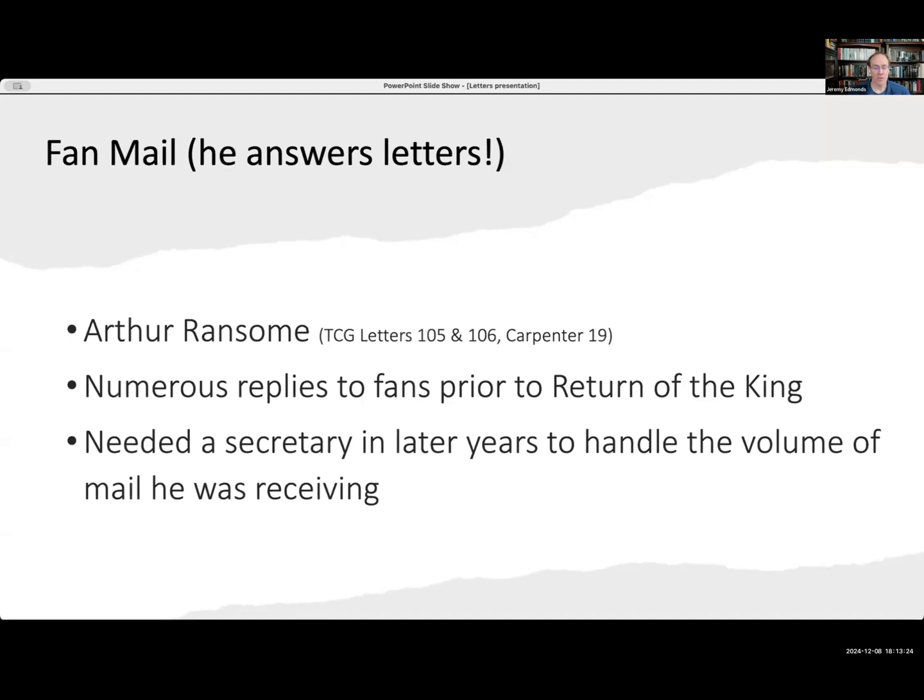He did try to respond to many of those in the early years, and when you got to the later years in the late 60s and 70s, a significant number of them ended up being secretarial letters, just thanking the fan for writing, but not providing any additional personal information from Tolkien himself.